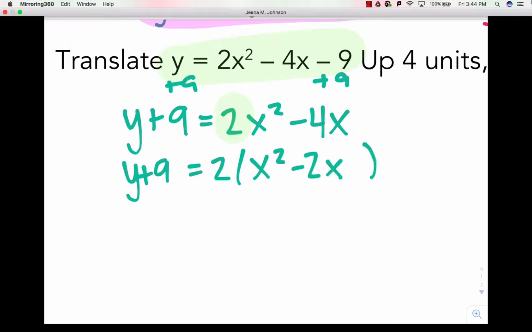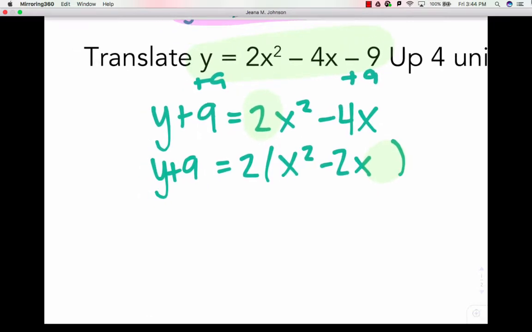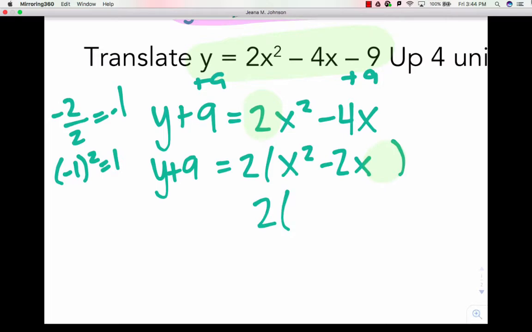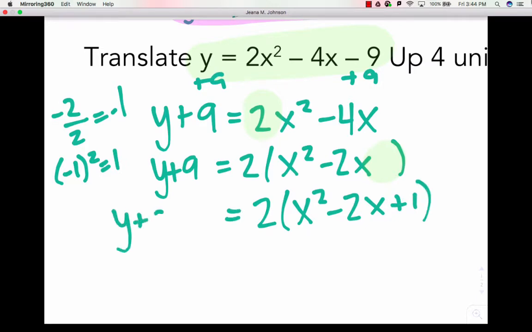Now I need to complete the square inside the parentheses, so I need to figure out what goes here. So I'm going to take -2 divided by 2 to get -1. And then I have -1 squared is +1. So on the right side, I have 2 times the quantity x squared minus 2x plus 1. And on the left side, I have y plus 9 plus, I can't forget that I'm multiplying the whole right side by 2. So instead of just having plus 1, I have plus 2 times 1.